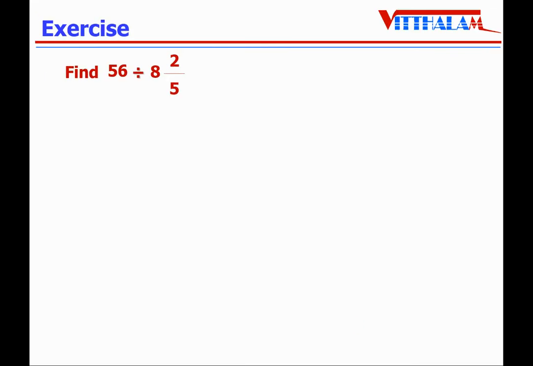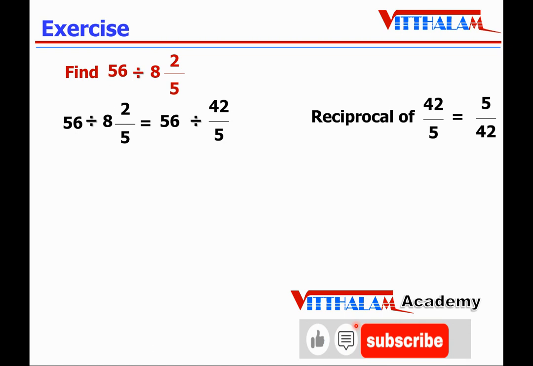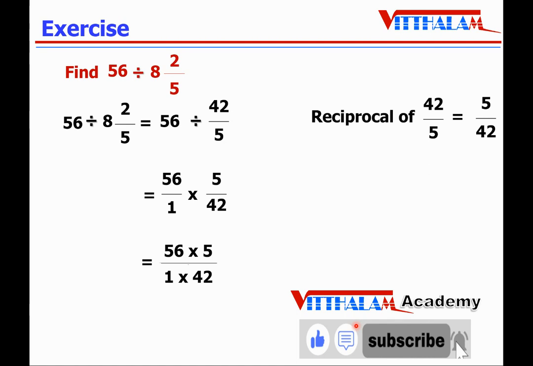Find 56 divided by 8 2 by 5. So this 8 2 by 5 is a mixed fraction. Convert that 8 2 by 5 into an improper fraction. So 8 fives are 40 plus 2, 42 by 5. 56 is the dividend. 42 by 5 is the divisor. So the dividend will be multiplied by the reciprocal of the divisor. The reciprocal of the divisor 42 by 5 equals 5 by 42. Just interchange numerator and denominator. So 56 into 5 by 42, next step is 56 into 5 upon 1 into 42.